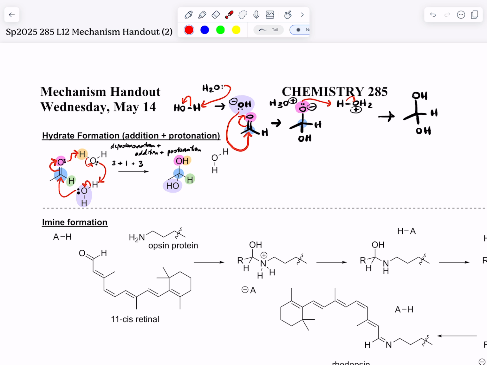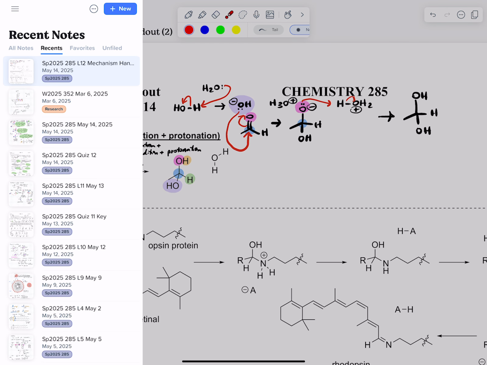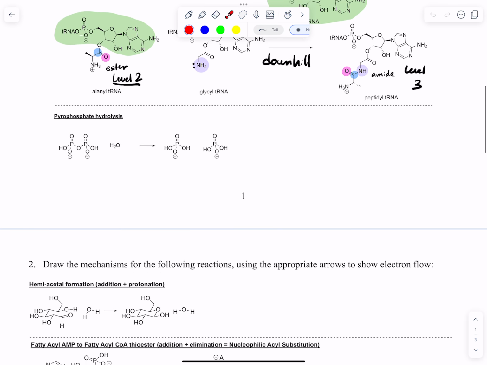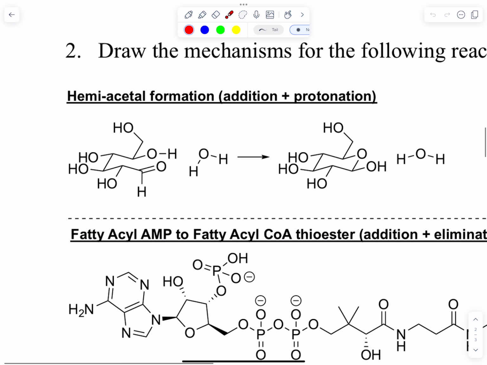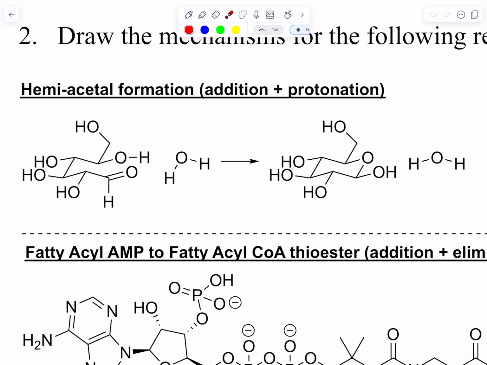All right. Now, in the last couple of minutes, if you go to the back page of your quiz, here is a reaction that is very similar to the hydrate formation reaction. You're looking at that and you're saying, no, it's not. It's way more complicated. Relax. It involves an aldehyde and an alcohol instead of an aldehyde and water. And it just so happens that the aldehyde and the alcohol are in the same molecule. So, see if you can figure out what's happening here.